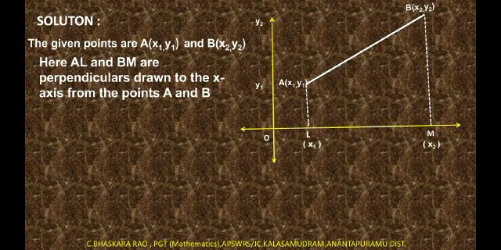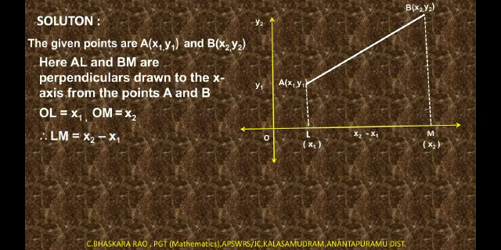So OL is equal to x1, and OM is x2. Then you find the length of LM. That means from OM you deduct OL. OM is x2, you deduct OL, that is x1. So x2 minus x1. So LM is x2 minus x1. Same thing, you write it: LM is equal to x2 minus x1.